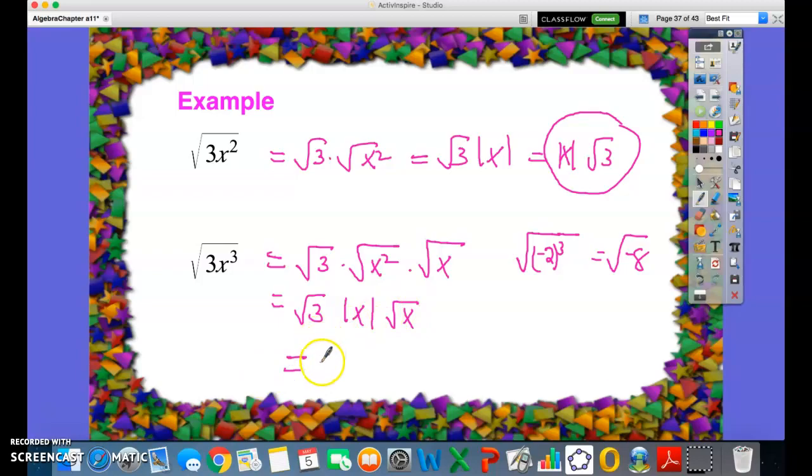So you can rewrite this as just x, and this is the square root of 3 times the square root of x. Then I'm going to combine these two. I'm going to put the x first, and combine these two, so it will be x times the square root of 3x.